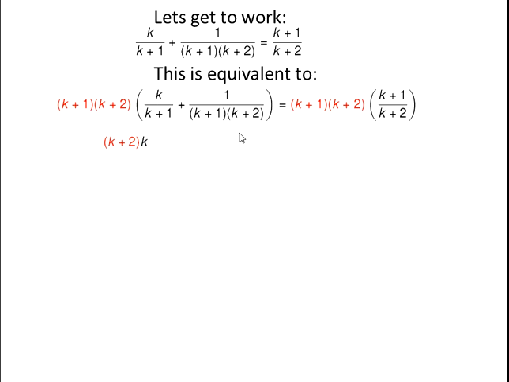What happens if I hit this with k plus 1 times k plus 2? That's actually easy, because these completely cancel out, and I'm just left with 1 all by itself. On the right-hand side, what happens? The k plus 2's cancel, and I'm left with this k plus 1 times this k plus 1. Okay, so this is what happens after I multiply through.